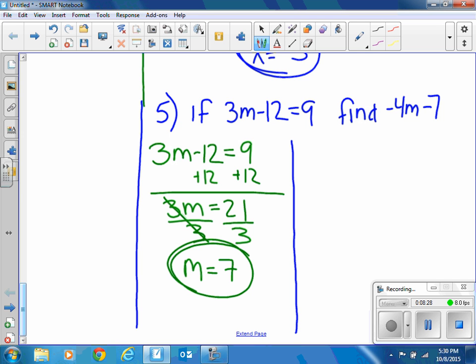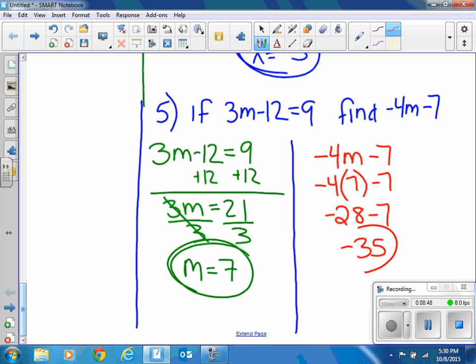Now that we know what m is equal to, we can come back here on the other side, and we could plug it into our expression. Negative 4m minus 7. Plug in 7 for m. Negative 4 times 7 is negative 28, minus 7, and then we get a total of negative 35. So we just had to use our knowledge that we know how to solve a two-step equation, solve it, find m, and then plug m into the other expression. All right.